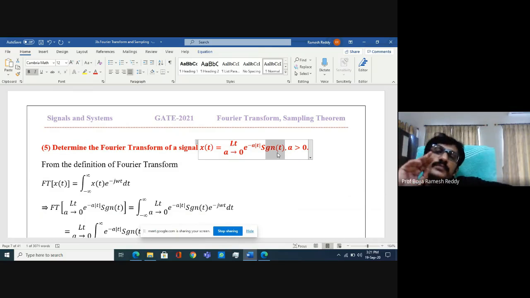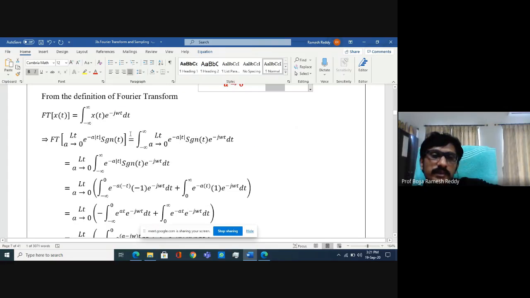The sgn of t signal is a double step signal. It consists of two steps, one positive step and another negative step. It consists of u of t and u of minus t. The combination of u of t and u of minus t is called the signum signal, sgn of t. It is multiplied with e power minus a modulus of t, where limit a tends to 0. Just substitute in the mathematical form and integrate it. Here limit a tends to 0. Don't substitute a equal to 0 initially. At the end we will see.